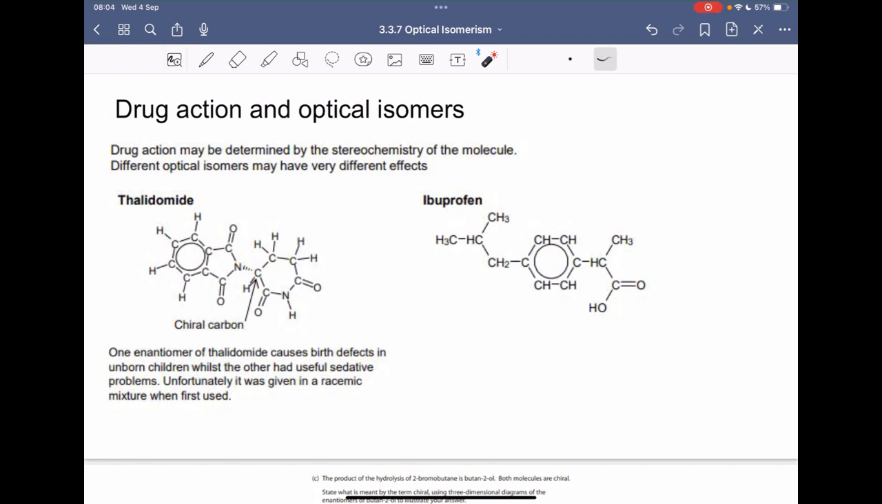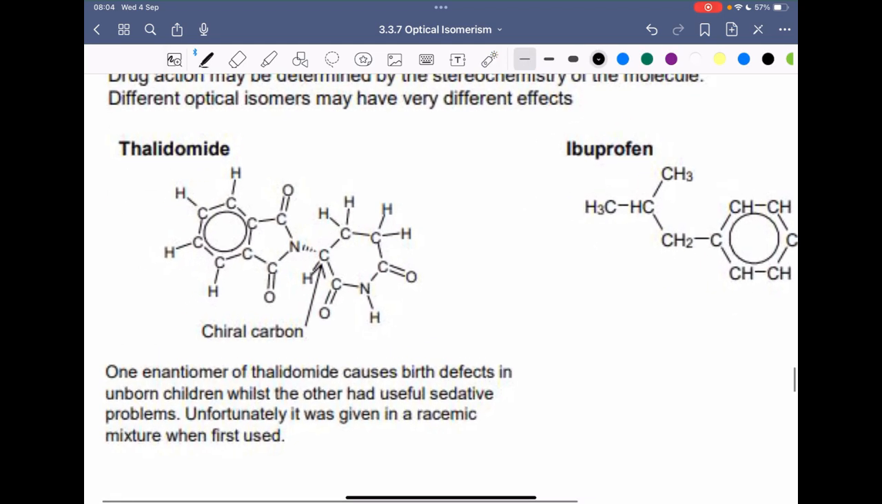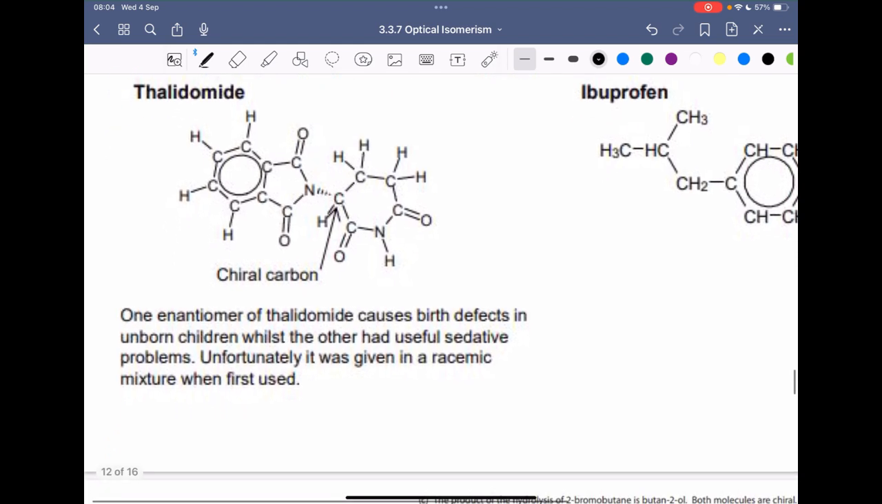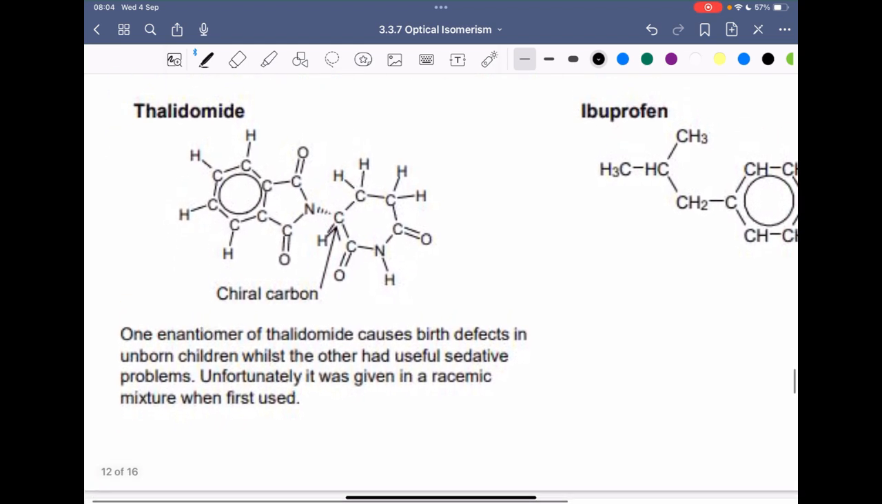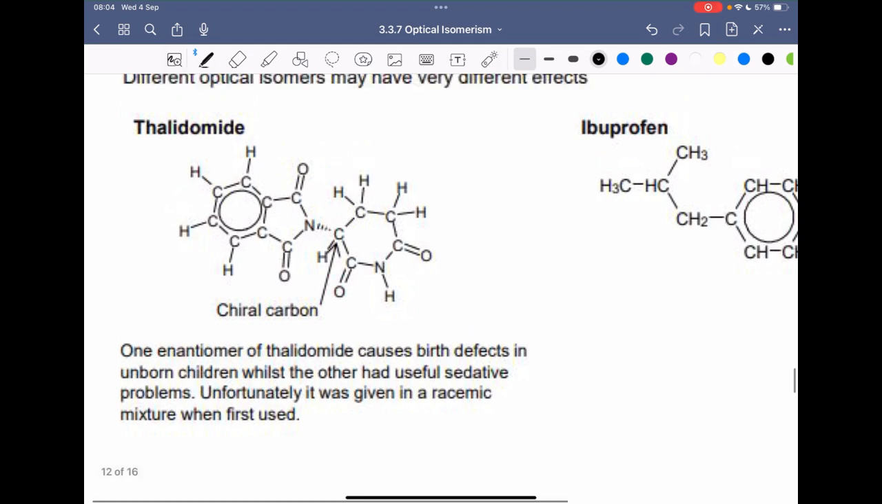Drug action and optical isomers. Drug action may be determined by the stereochemistry of the molecule. Different optical isomers may have different effects. Okay. So here we have thalidomide. One enantiomer of thalidomide causes birth defects in unborn children, whilst the other has useful sedative properties. Unfortunately, it was given in a racemic mixture when first used.